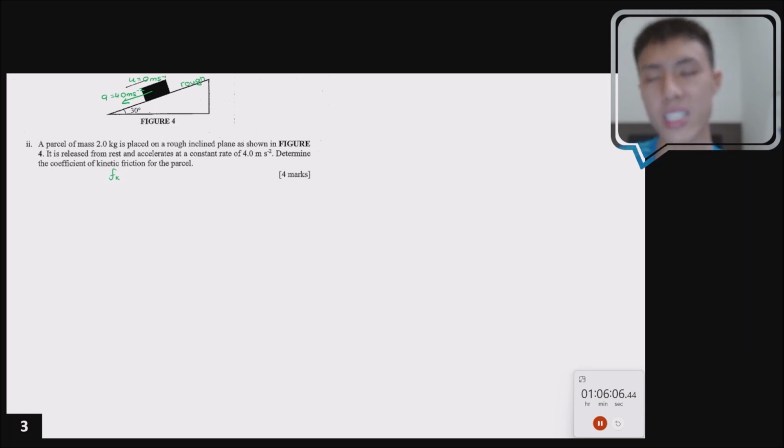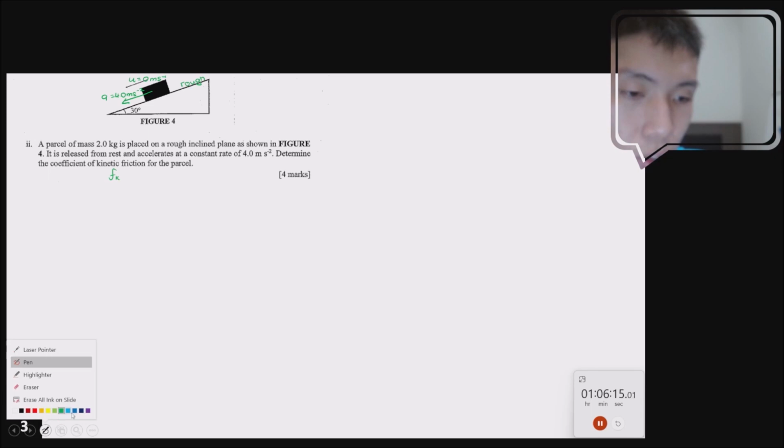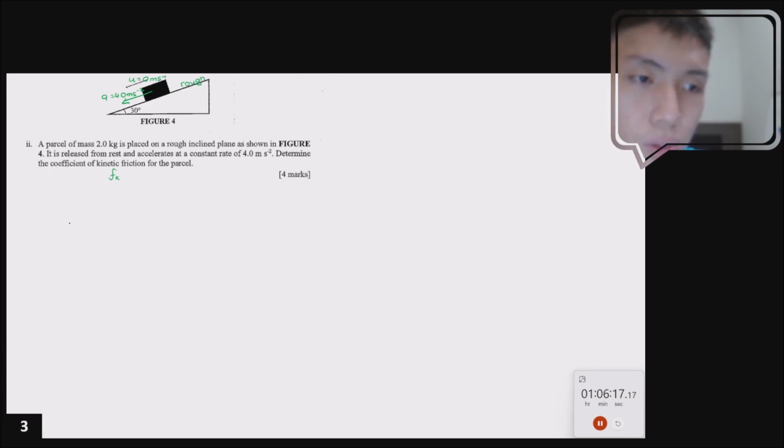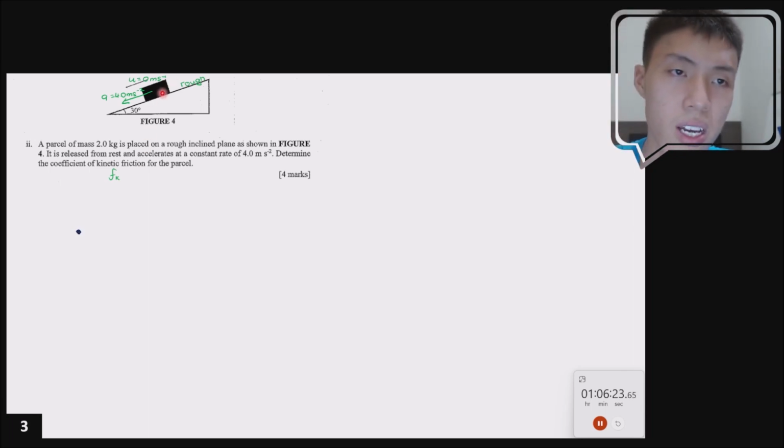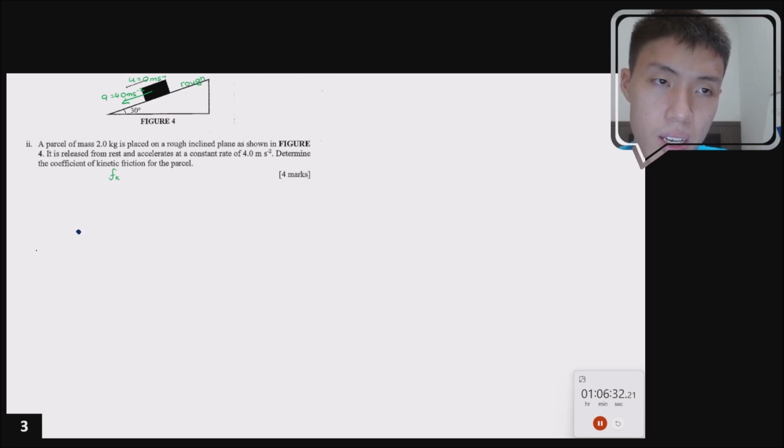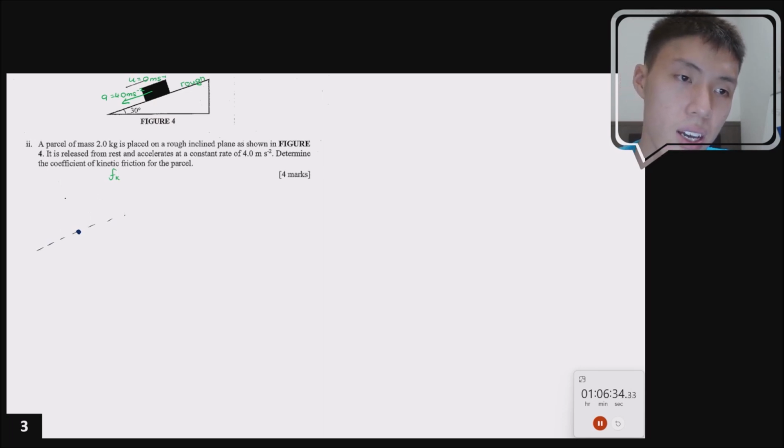This is still question 3, so this is still chapter 3. So again, we're going to follow through the 5 steps like just now. If we follow through the 5 steps like just now, we are going to start with the free body diagram. So this dot here represents this parcel over here. And for our axes, we'll put one axis parallel to the inclined plane, one axis perpendicular to the inclined plane. One of the axes is here, another axis is here.